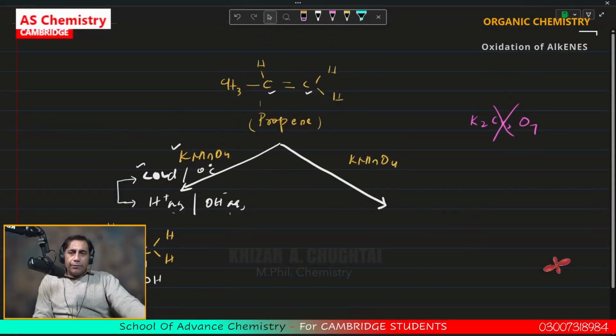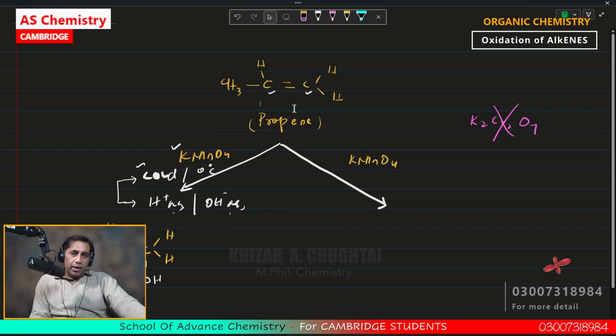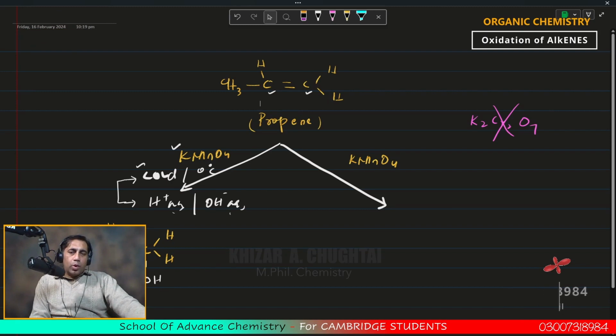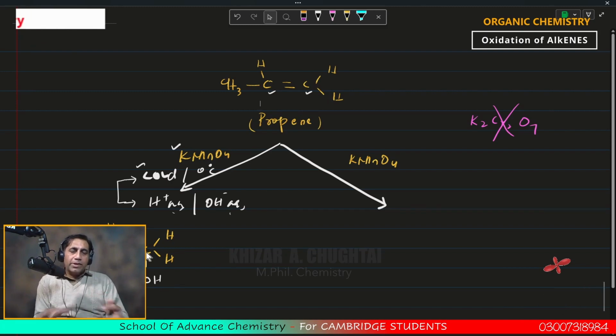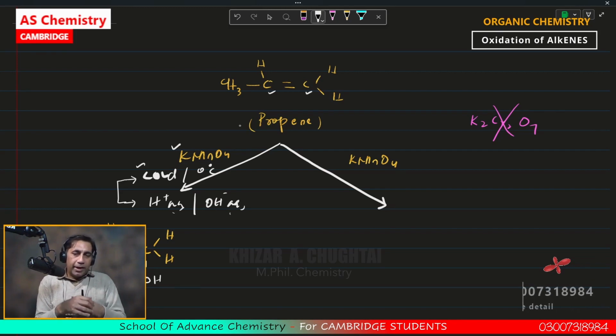What is the name of this compound that has been formed by cold acidified KMnO4? Under cold conditions, when KMnO4 is added to any carbon-carbon double bond, I mean any alkene, a diol is formed. An OH group is introduced on both doubly bonded carbons; the bond is broken, and an OH group is added on both doubly bonded carbon atoms.